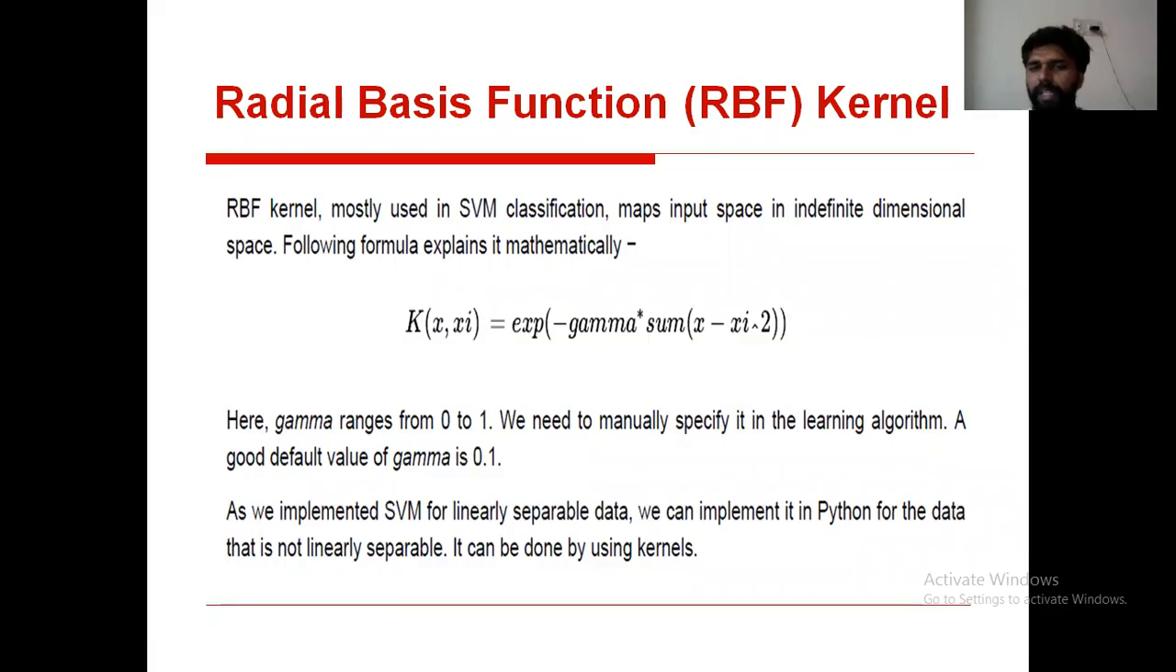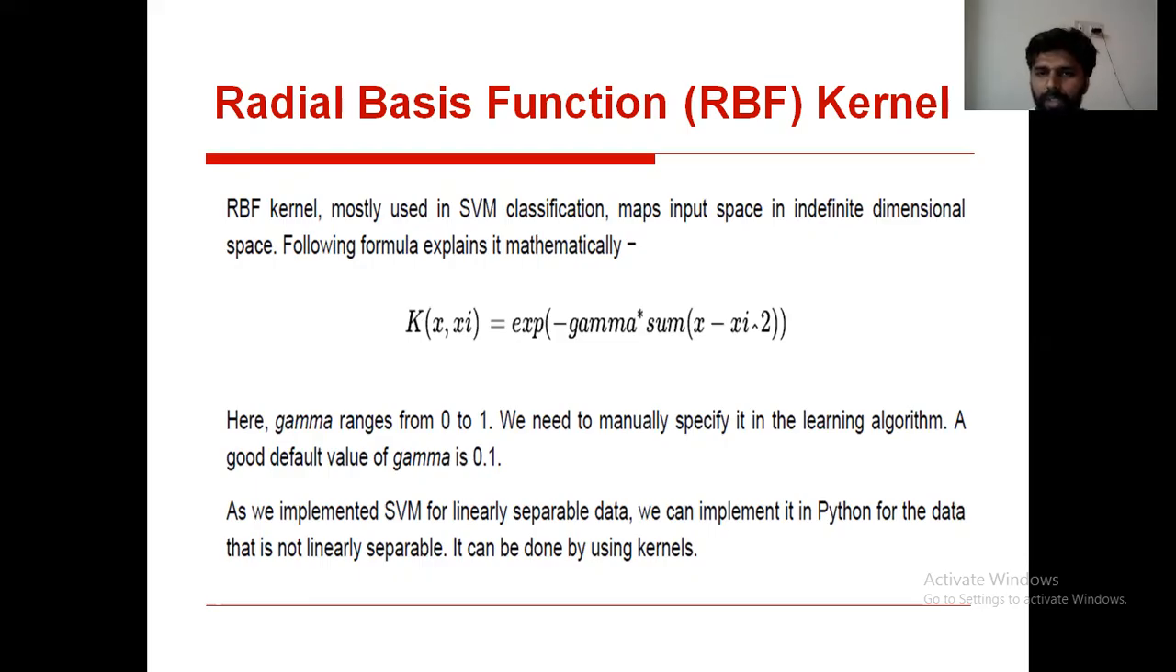kernel k of x comma xi. Here, x and xi are the two vectors, two observations. That is equal to exponent of minus gamma into, here gamma is from 0 to 1. I mean, usually the gamma value should be from 0 to 1. Based on the requirement, the gamma value will be adjusted. But the most frequently used gamma value is 0.1. Right? 0.1 is a value between 0 and 1.